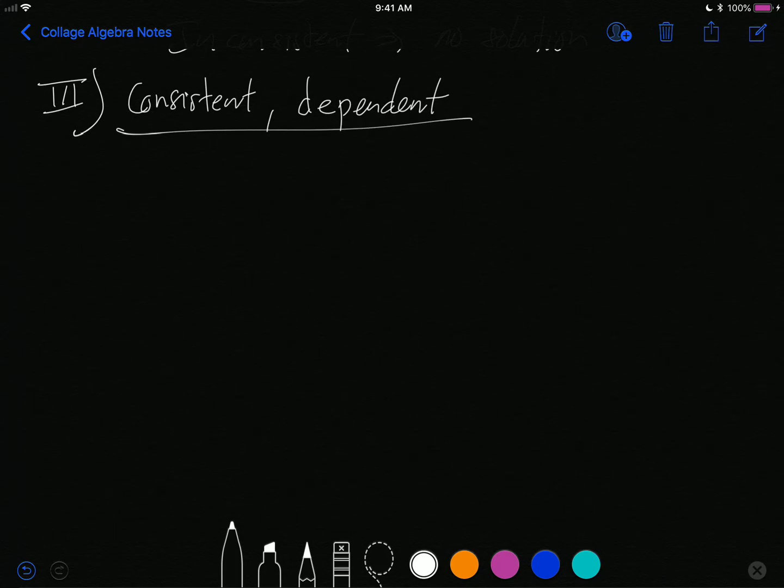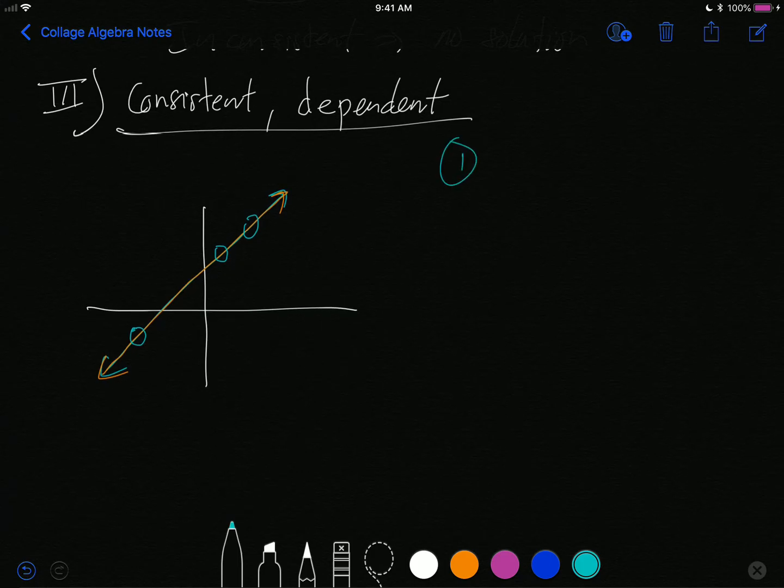The consistent but dependent system is one where the two graphs that make up the system are exactly the same graph. When you have that lying one above each other, you ask yourself, how many times do these graphs meet? Well, these graphs will always be meeting. At this point, they're meeting. At this point, they're meeting. And this point, they're meeting. But it's going on forever. So the first feature of these graphs is that they have an infinite number of solutions.